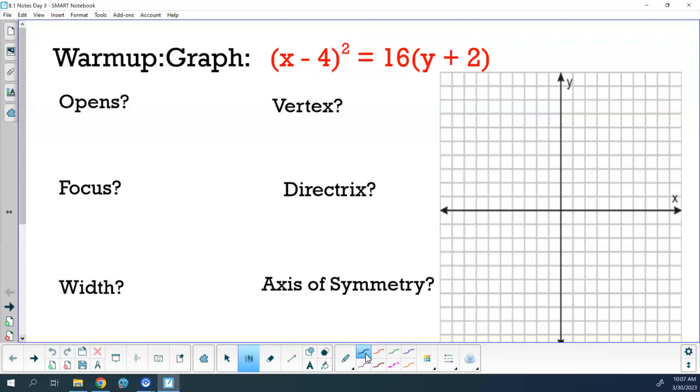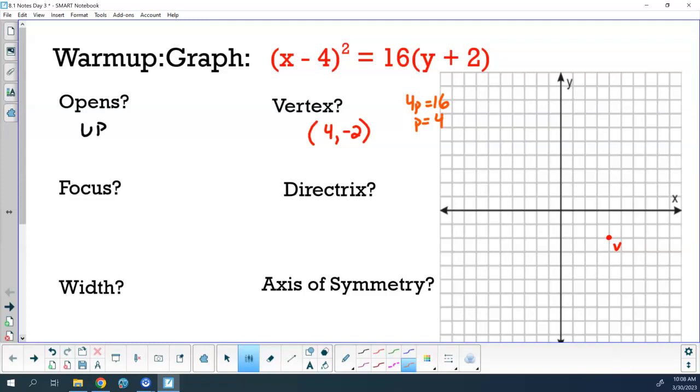Up. X is squared, positive on the 4p, so that's going to be an up opening parabola. Where is the vertex? 4, -2. 2, 4, 2. 4p is how much? 16. So p is 4.